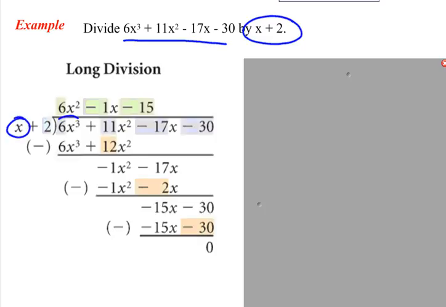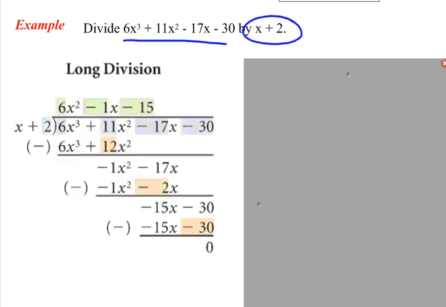X goes into 6x cubed, 6x squared times. And we multiply. 6x squared times x is 6x cubed. 6x squared times 2 is 12x squared. Then we subtract, and we get negative 1x squared. And we bring down the negative 17x.